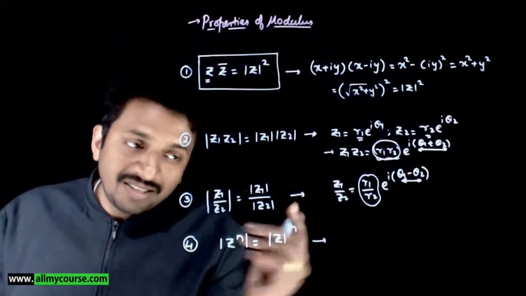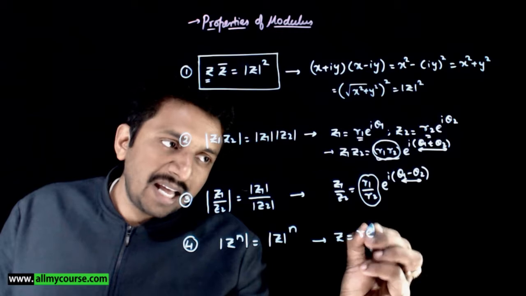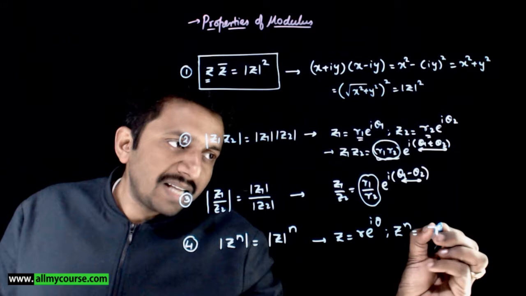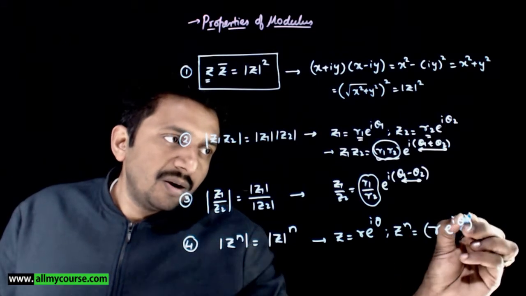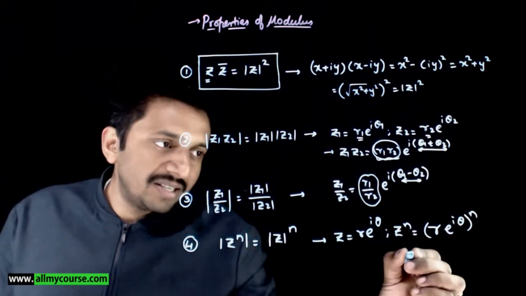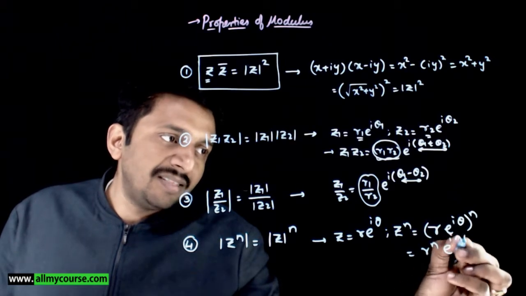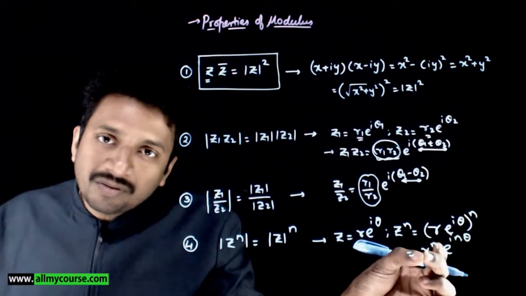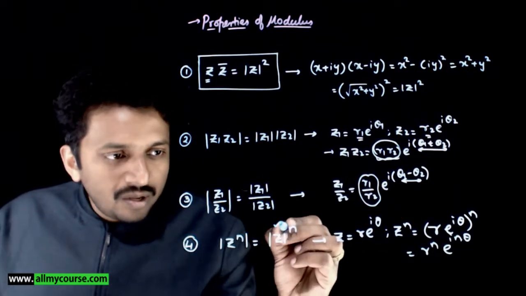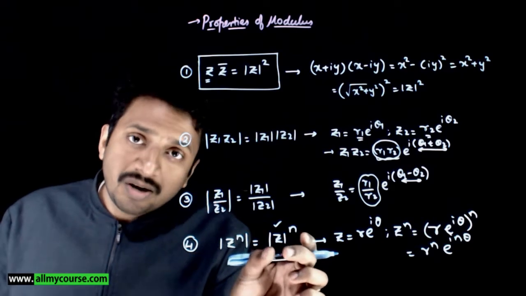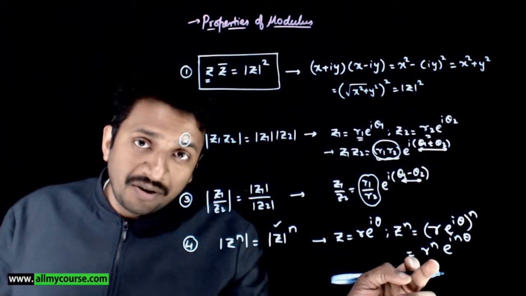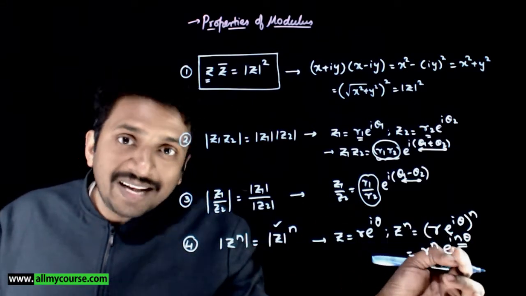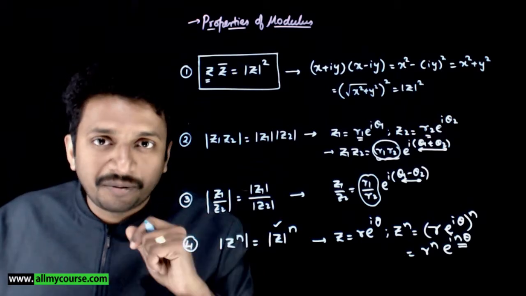This can also be proved very easily. If z is taken as r times e power i theta, what is z power n? Z power n is r times e power i theta whole power n. From the laws of indices, this is r power n times e power i n theta. So what happened to the magnitude? It's just the magnitude of z power n. So mod of z power n is equal to mod z whole power n. And you can also look at what is happening to the argument. What is the argument of z power n? It is n times the argument of z, which we'll see later.